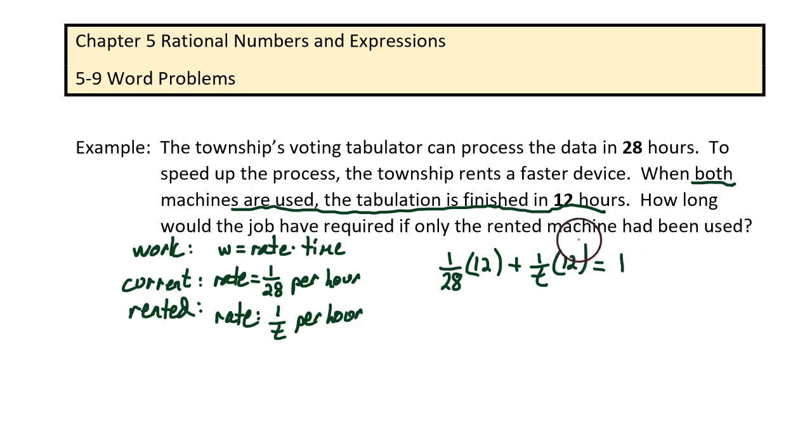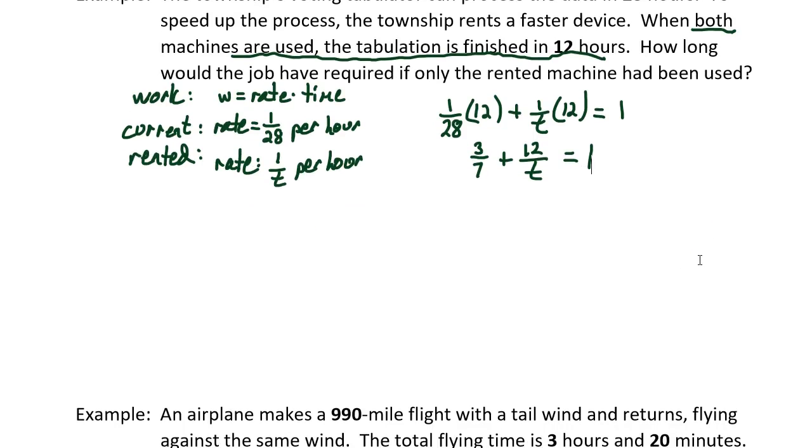Now we want to solve this equation. Let's simplify it up a little bit. 12/28 reduces to 3/7. 1/t times 12 is better written as 12/t, and that is equal to 1. Do you recognize this as an equation that has a variable in the denominator? The LCD is 7t, so let's multiply all terms by 7t.